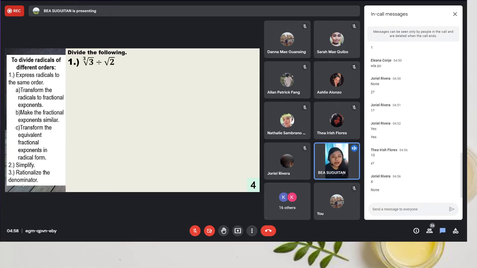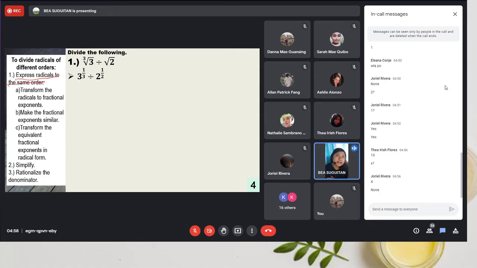Number 1, we have cube root of 3 divided by square root of 2. So as you can see right there, obviously, they have different indices or different orders. Yung isa 3, yung isa 2. Although it is not written down, that is automatically 2, if you're going to write it down in fraction form. Sabi kay step number 1, express radicals to the same order.